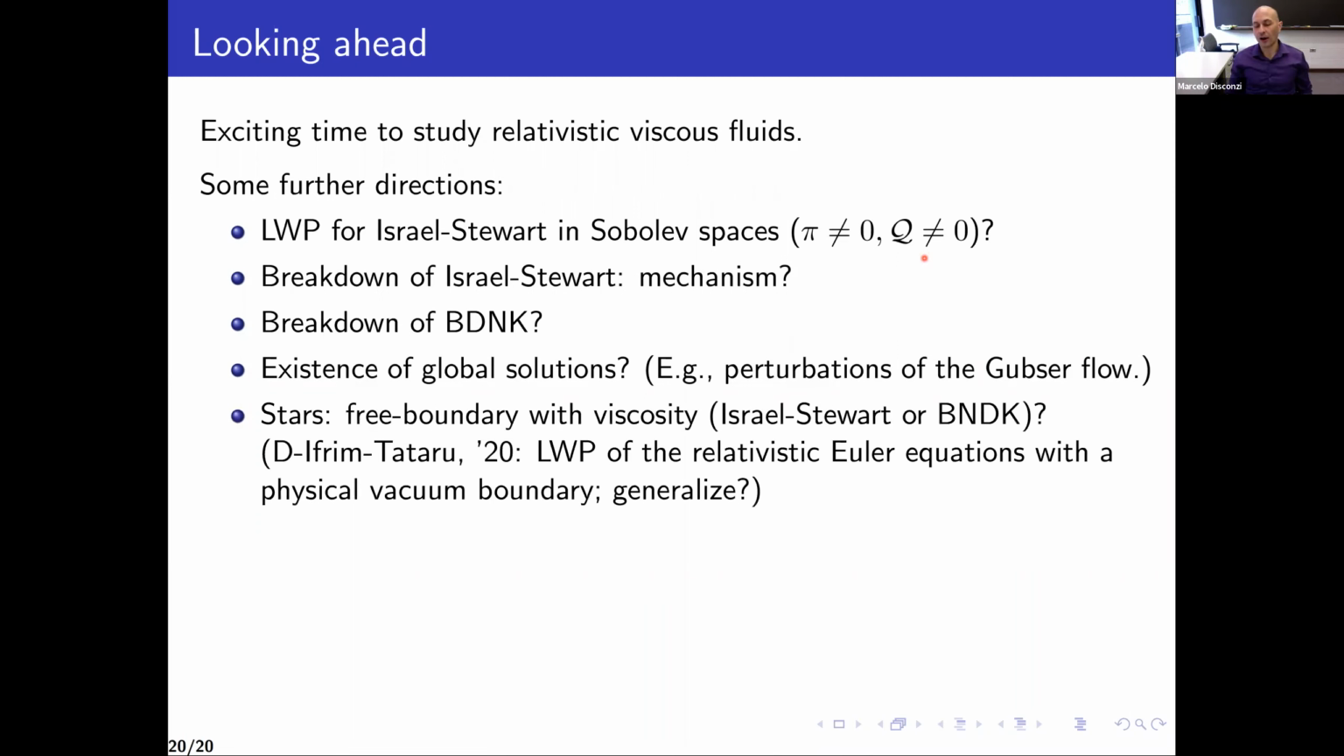Now, I talked a lot about neutron stars. Of course, if you want to really model a star, it is something like a free boundary problem. You have some fluid body with vacuum outside, so this is a free boundary problem. And now, even for the case without viscosity, for the relativistic Euler equations, the corresponding free boundary problem for the case of a physical vacuum boundary was solved only recently. This is work that I did with Mihaela Ifrim and Daniel Tataru. And it's a question if you can generalize that to the case with viscosity.